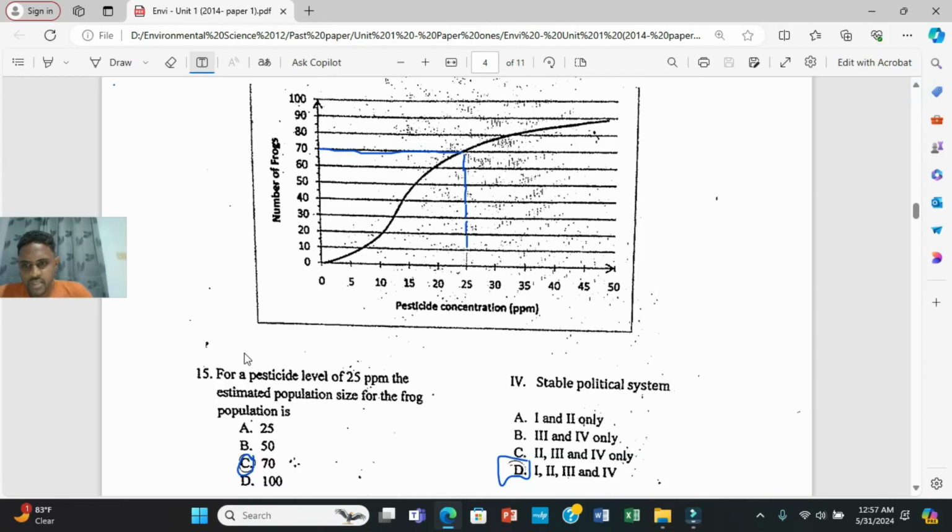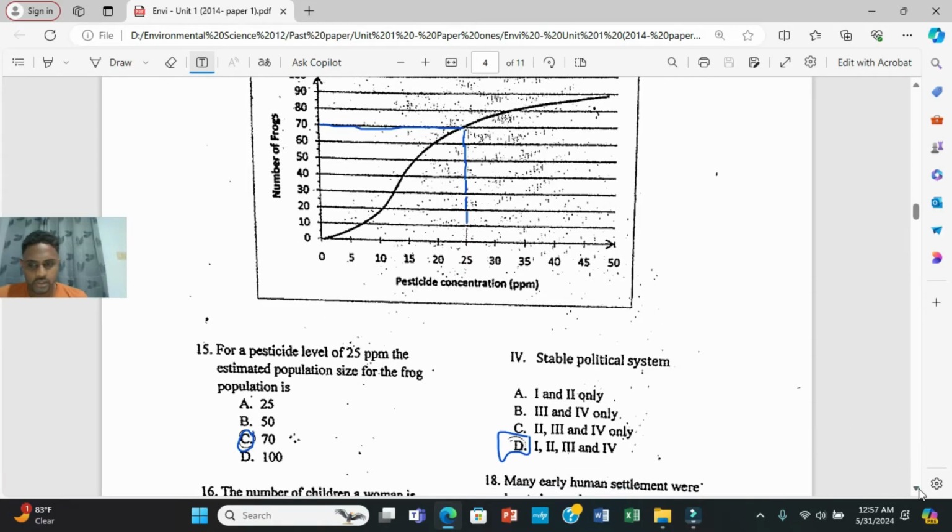For a pesticide level of 25 ppm, parts per million, the estimated population size for the frog is 70. Right? Number 16.